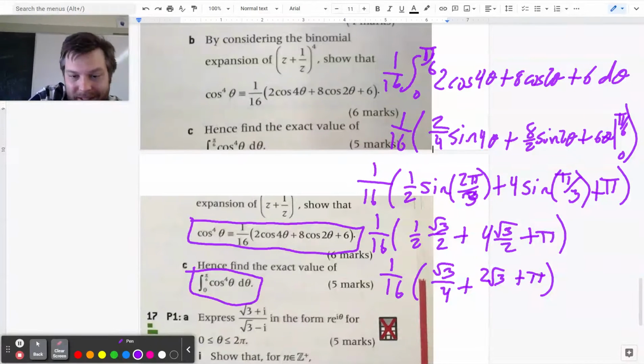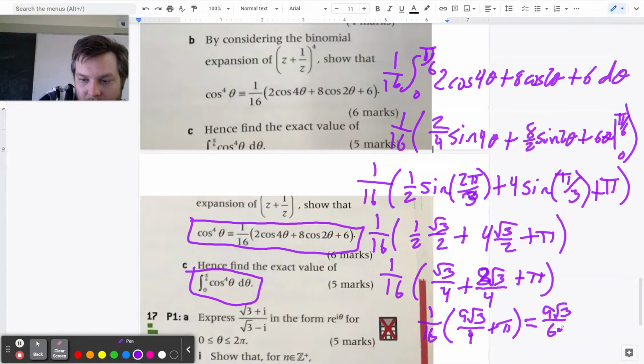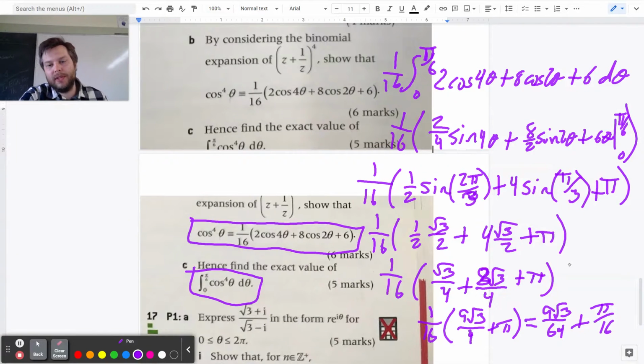I mean, that's actually fine as an answer. I guess I could do a little bit better, making this into 8 root 3 over 4. So I guess I have 1/16 times 9 root 3 over 4 plus pi. Maybe you want to distribute that, 9 root 3 over 64 plus pi over 16. Really, for purposes of my test, I'm okay with any of these answers. It's all the same to me.